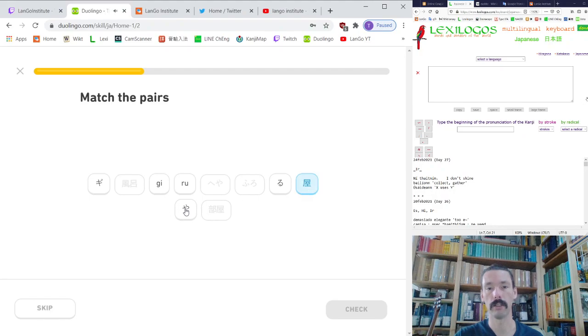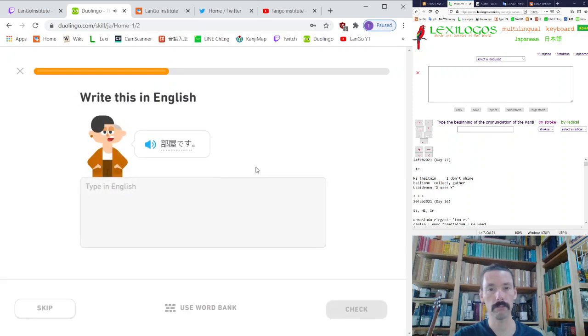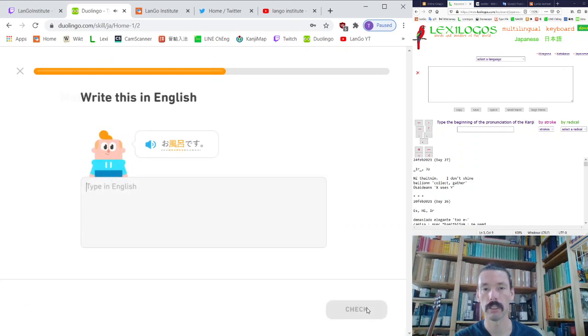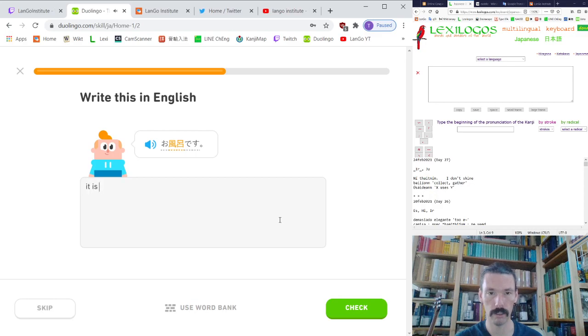This one is ya. And some phonetic ones. Heya desu. 部屋です。 It is a room. Okay, let me mark what we're doing. Japanese. Okay. Heya. 部屋 Furo. 風呂 お風呂です。 Furo desu. It is a bathtub.